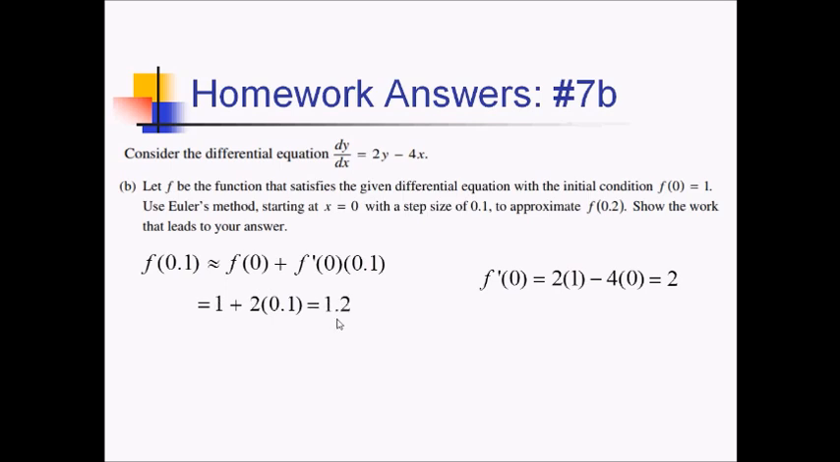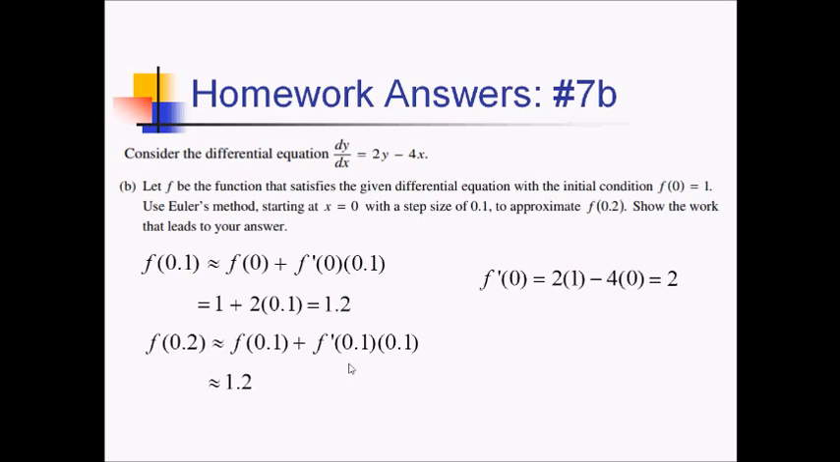All right. Now we're going to figure out f of 0.2 based off of this value. So we're going to say that f of 0.2 is approximately equal to f of 0.1 plus f prime of 0.1 times our step size of 0.1. f of 0.1 is approximately 1.2. Approximately equals, that is, because this is just an approximated value here, plus f prime of 0.1.